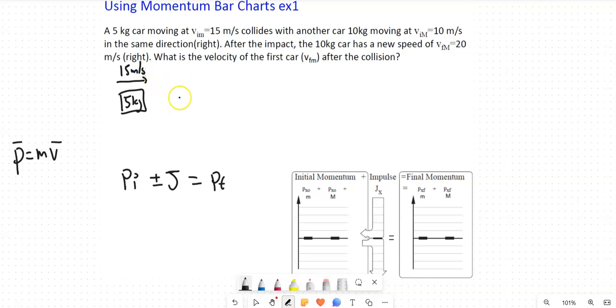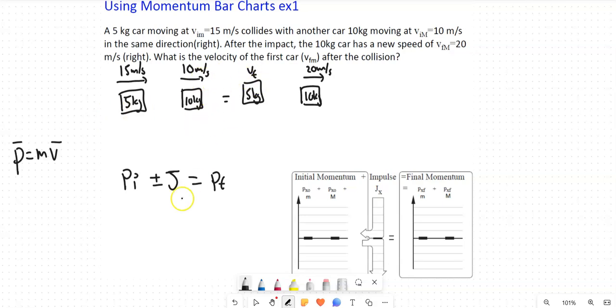Okay. And it's going to collide with another car that is 10 kilograms. And it's also moving to the right, but at a slower speed. So this car right here is going to overtake this car, and they're going to hit. And so after the impact, they basically say the 10 kilogram car has a new speed of 20 meters per second. And they're asking, what is the velocity of the first cart after the impact?